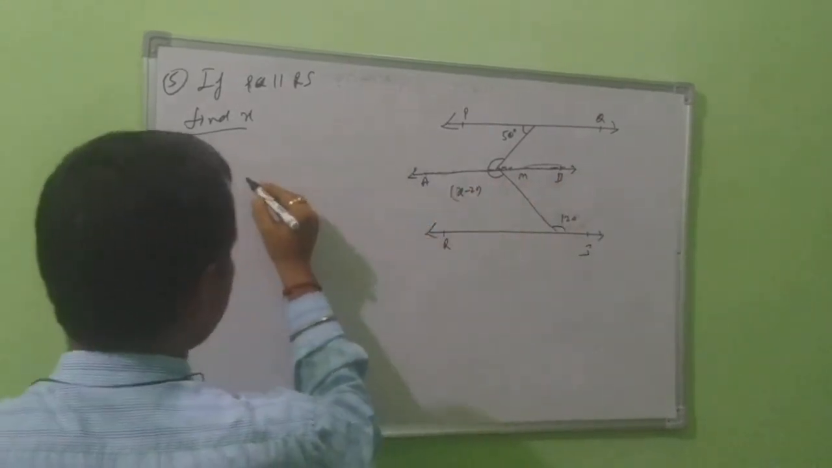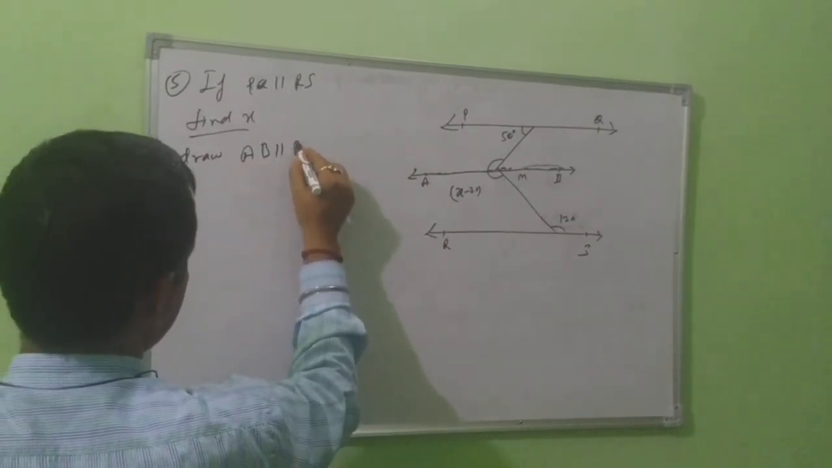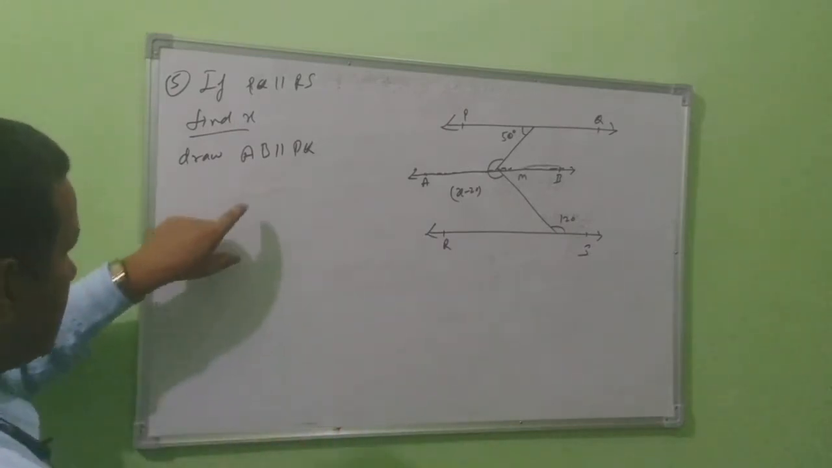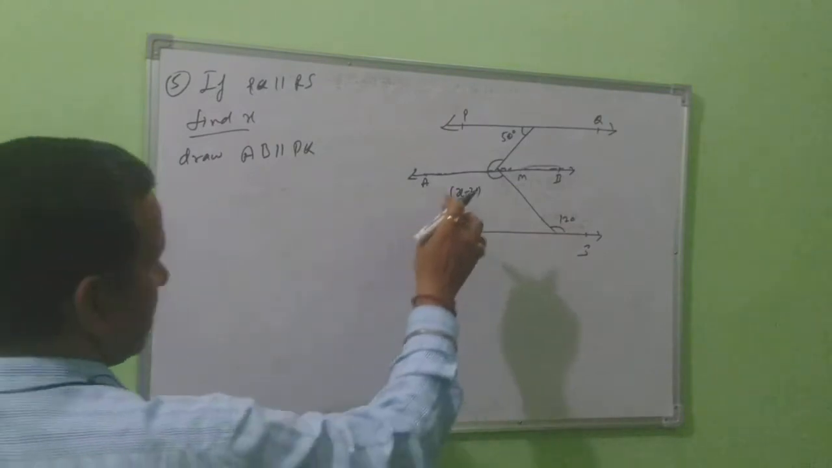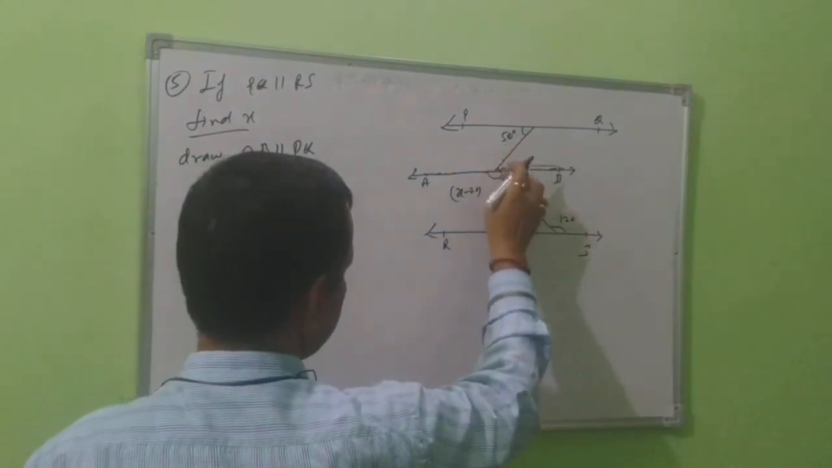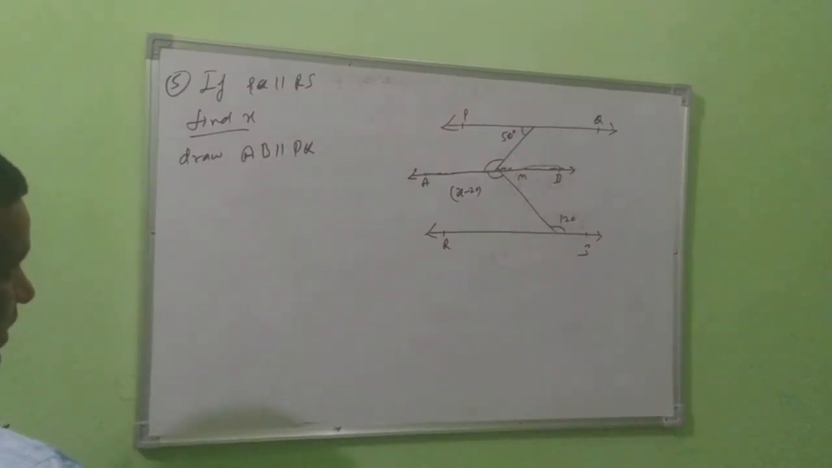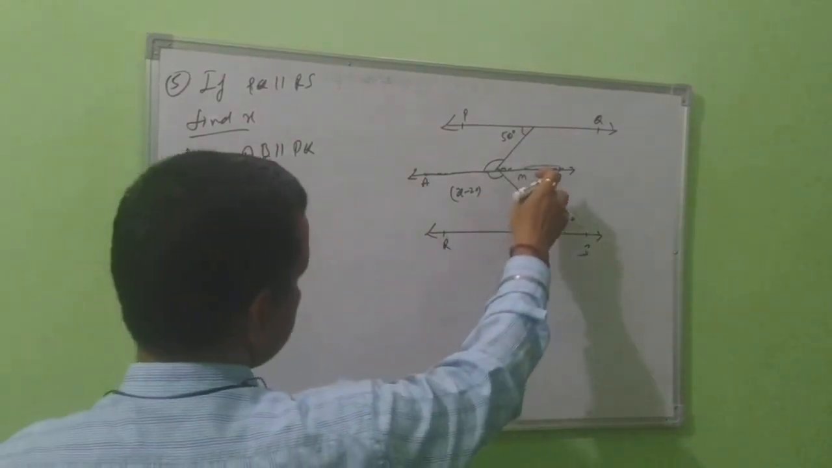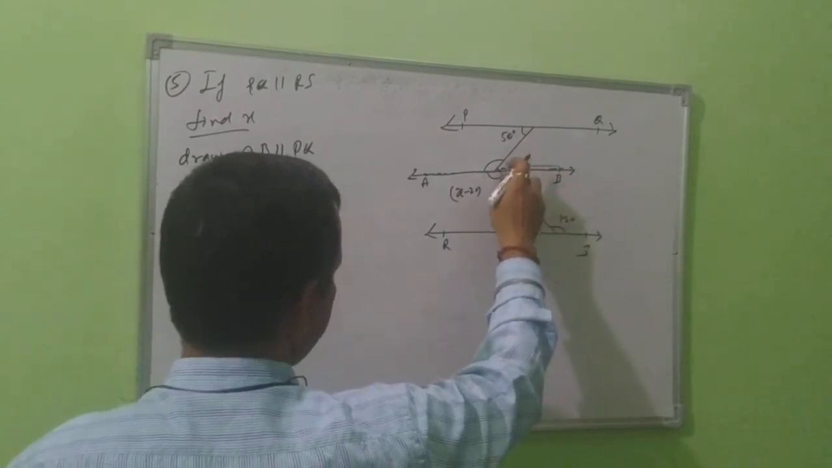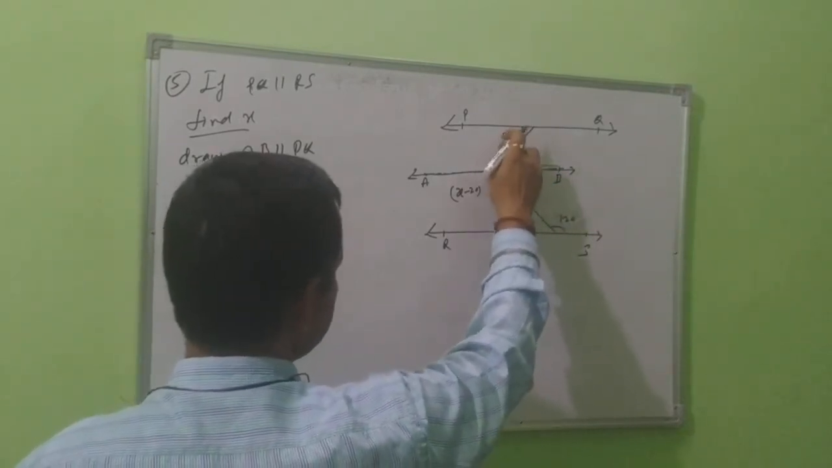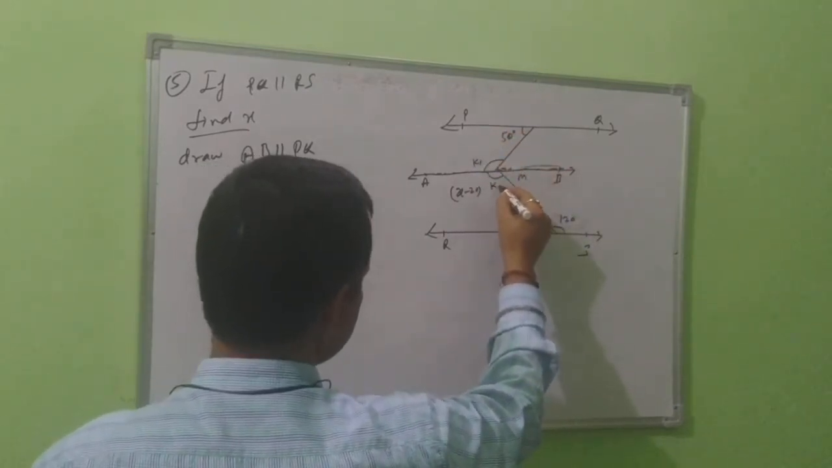To draw AB parallel to PQ, we have drawn the AB line with the help of PQ. And suppose we name this angle here, this and this. The sum of this angle and this angle is 120 degrees, but you need to find this and this angle. Suppose the name of this angle is K1 and the name of this angle is K2.